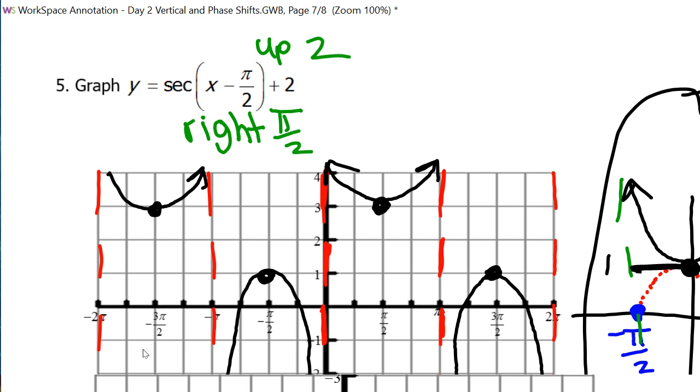Now for the vertical shift, what would you say for the vertical shift? Plus 2. Instead of plus 2, how would you say that in words? Up 2 units. And what's the period for secant? Pi. How long does it take to make a parabola that's concave up and one that's also concave down? We need both of these together, and this distance is 2 pi. So the period would be 2 pi.